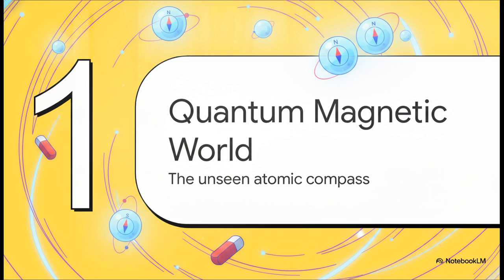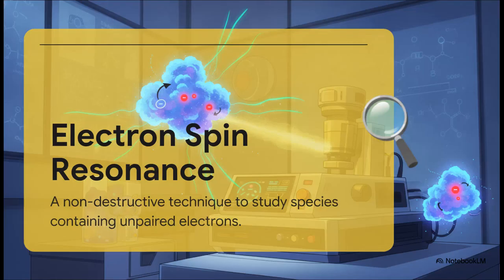All right, Section 1, the quantum magnetic world. Let's zoom way down into the microscopic realm. Down here, an electron behaves not just as a charged particle, but exactly like a tiny compass or a microscopic bar magnet. Electron Spin Resonance, or ESR, which you'll also hear called Electron Paramagnetic Resonance, or EPR, is a non-destructive spectroscopic technique. It's our absolute best tool for observing unpaired electrons. These are those lonely, highly reactive electrons that remain totally invisible to more conventional forms of spectroscopy.